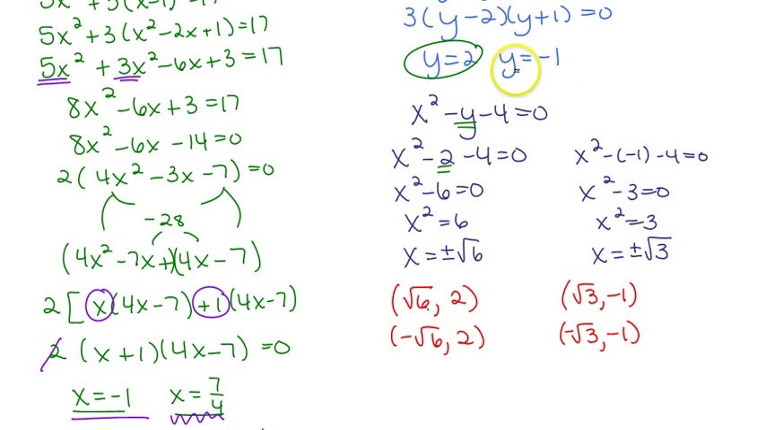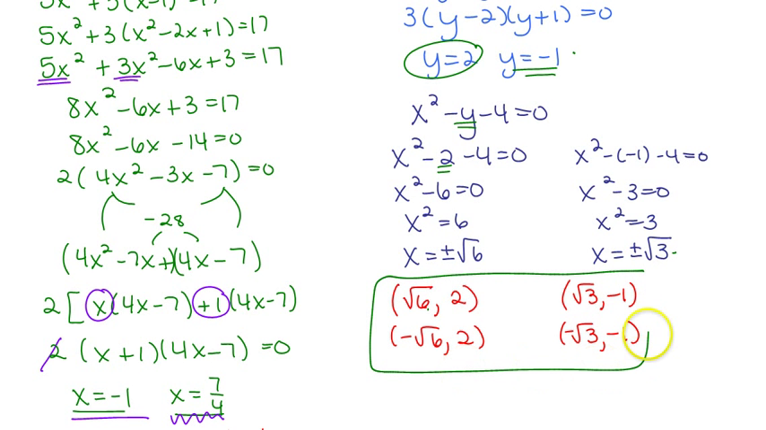Then we could also have when y is -1. So I plug a -1 in. Minus a -1 means a +1. So I've got a -3 there. Move it over, plus or minus the square root of 3. And I get these x coordinates for when y is -1. Therefore, -1 is the y coordinate for both of them. One's a positive root 3 and one is a negative root 3. So this one is going to have 4 solutions.